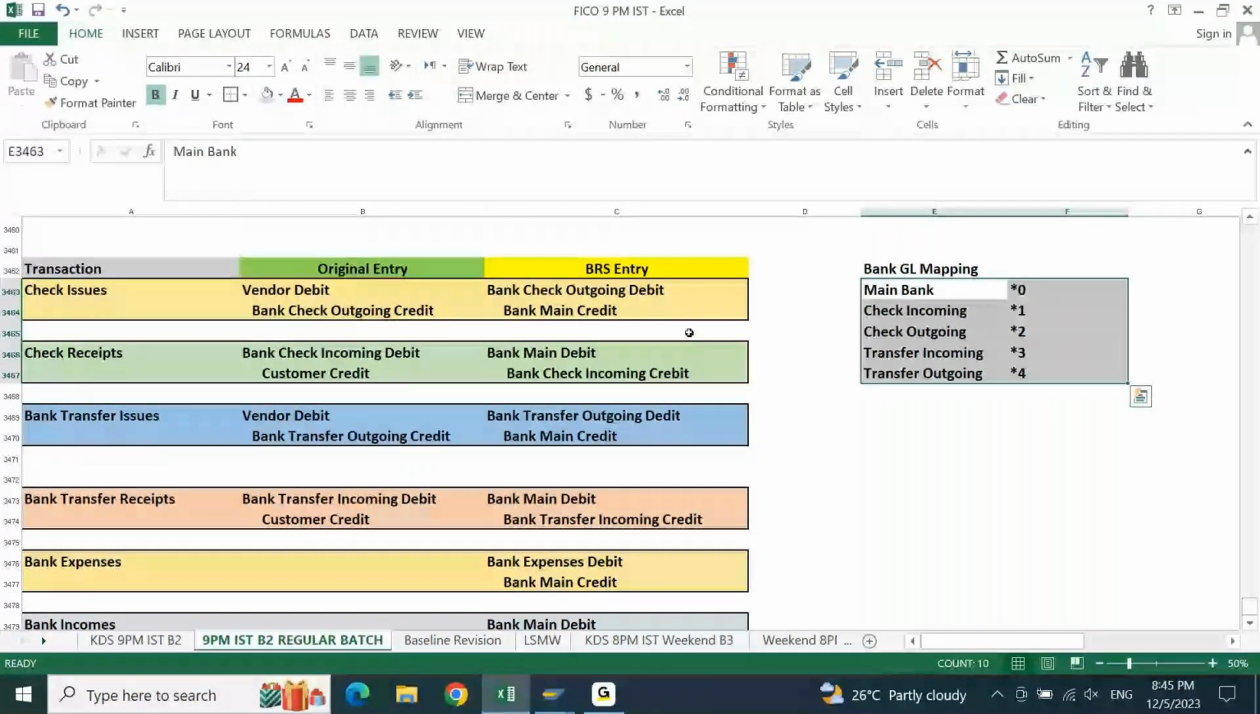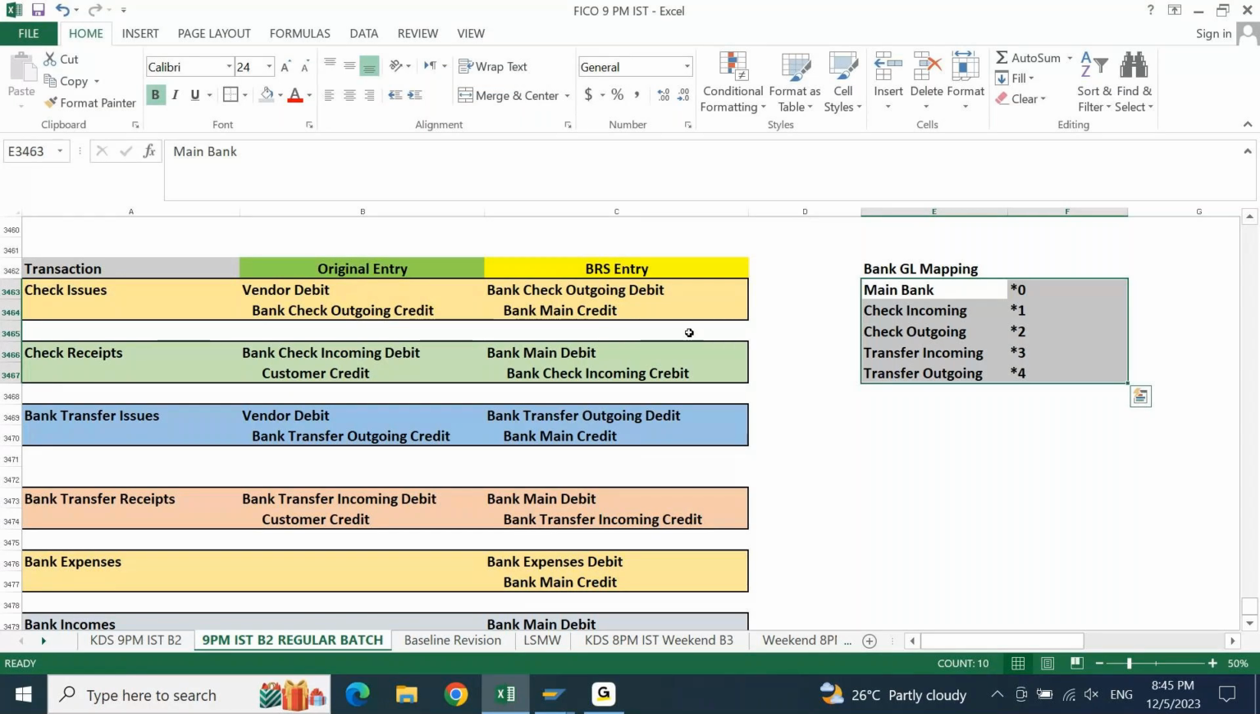Sir, here you have given check incoming as one, transfer incoming as three, then outgoing check two, and outgoing transfer four. Can I blindly remember this? Incomings are odd numbers and outgoings are even numbers, like that.